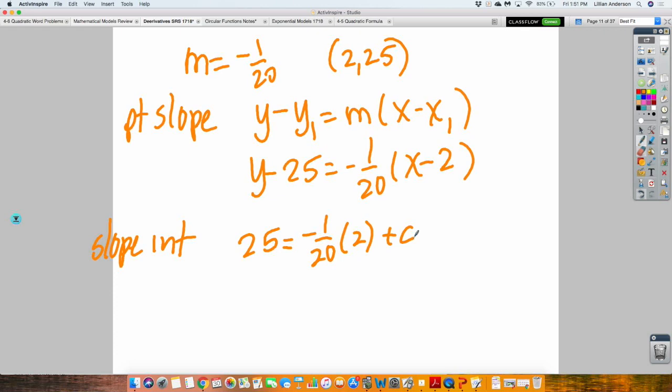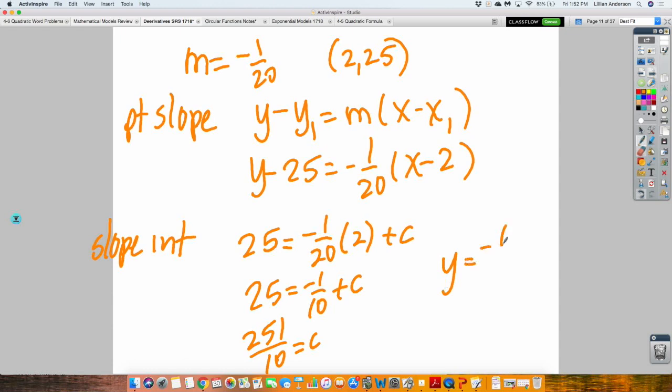What is negative 120 times 2? Negative 110. How do I solve for C? Okay. Add 110 to both sides. So what's 25 plus 110? 251 over 2. So my equation in slope intercept form would be negative 120x plus 251 over 10. I definitely like point slope form because that's a nasty looking fraction.